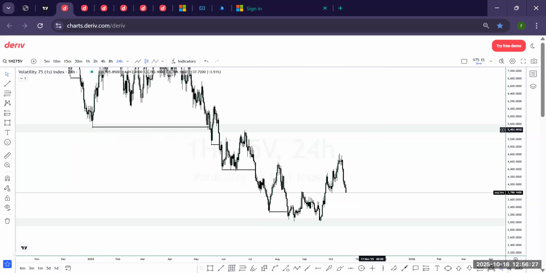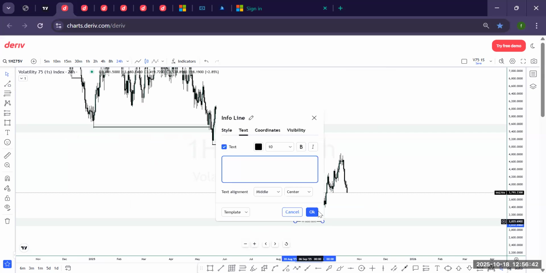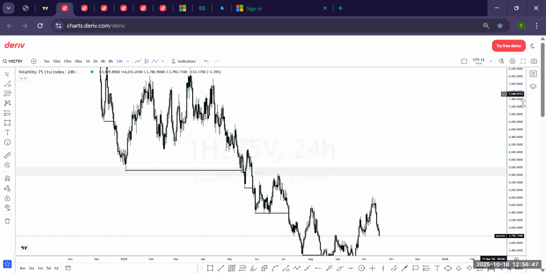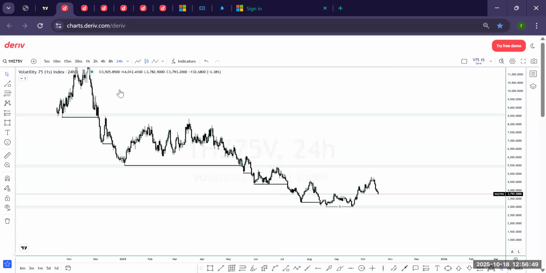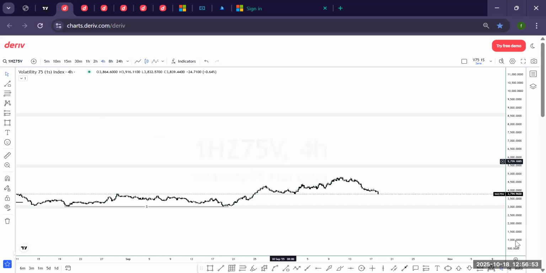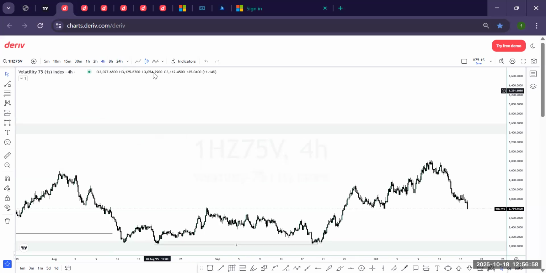So what do I have here? I'm still marking my structure. Then instead of having a structure break here, I'm having equal low here. Can you see it now? I can just put a dollar sign there as liquidity for future reference. So the next thing I'm going to do now is go to the 4 hour time frame to get my direction as a day trader. But let's go back to 24 hours to see something.